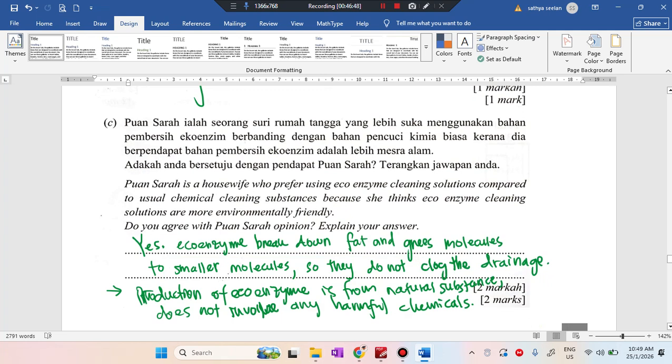However, your chemical substance, it emulsifies. You need to know that word. For ecoenzyme, you must say it breaks down the fat and grease molecules. For chemical substance, they emulsify and they will clog the drainage. So it is not environmentally friendly. But we no need to talk about chemical because they ask about the ecoenzyme only. And production of ecoenzyme is from natural substance, so it does not involve any harmful chemical. I gave two ways to tell whether this ecoenzyme is environmentally friendly.